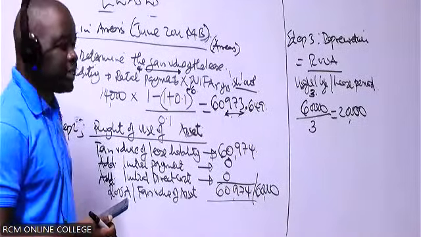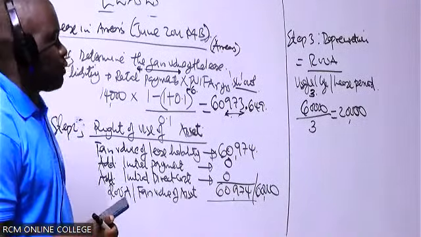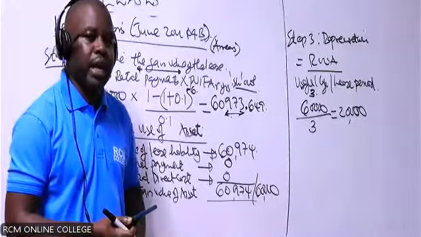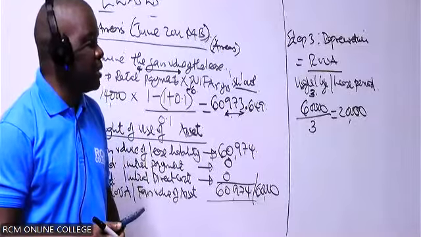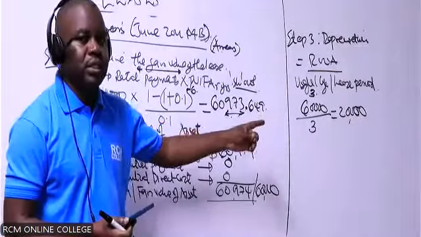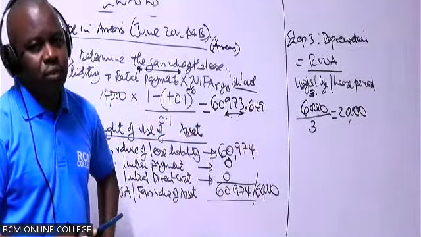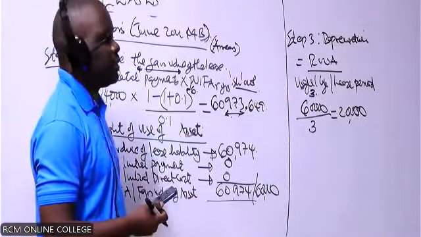So when you'll be presenting the right of use of the asset in the statement of financial position extract, every year we'll be deducting 20,000 as the depreciation.